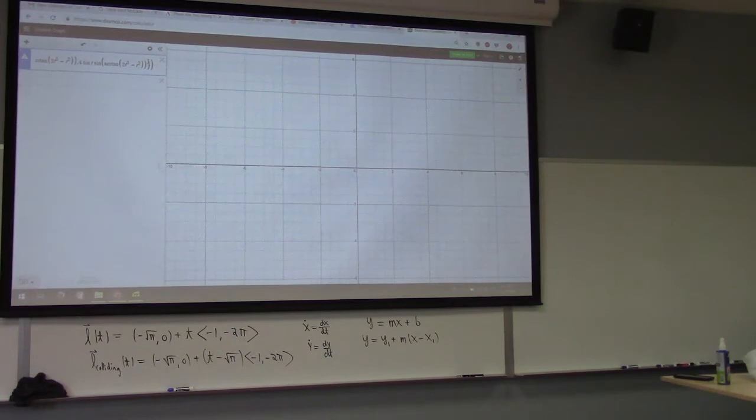Ah. So, if you're putting in a parameterized curve, don't you have one side, comma, the other side? Yeah, I'm working on it. That's what I'm trying for.